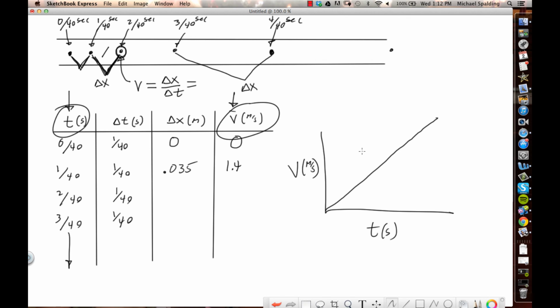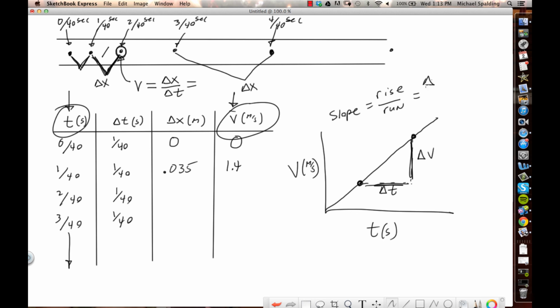Where is this in the packet? We're on the back side of the first page. Number 1. This is number 1 on the back side of the first page. All right, so look, you're going to go like this. Once you have the graph created, you're going to take the slope of this line. Okay, so the rise is the change in velocity. The run is the time. So slope equals rise over run.